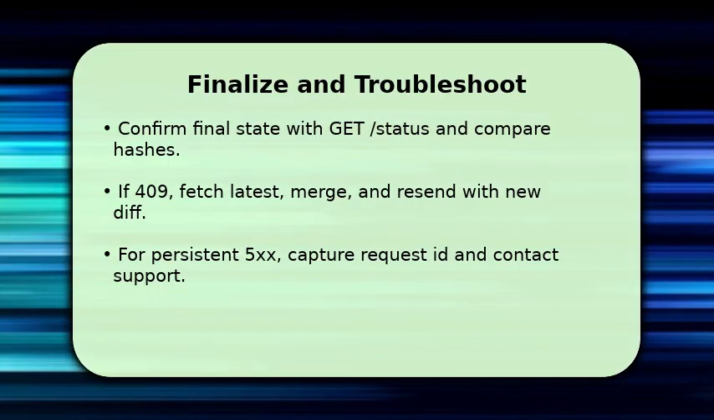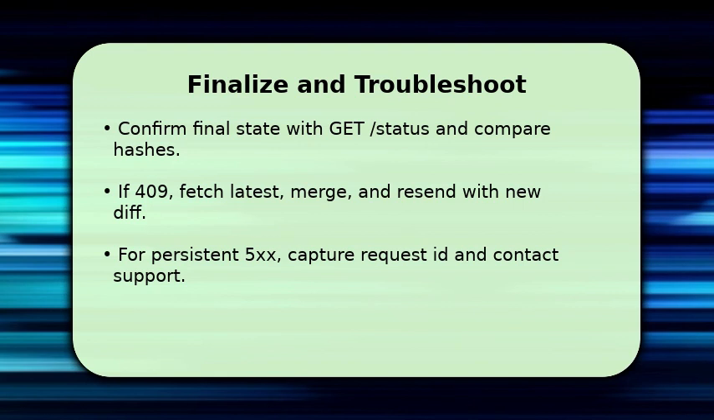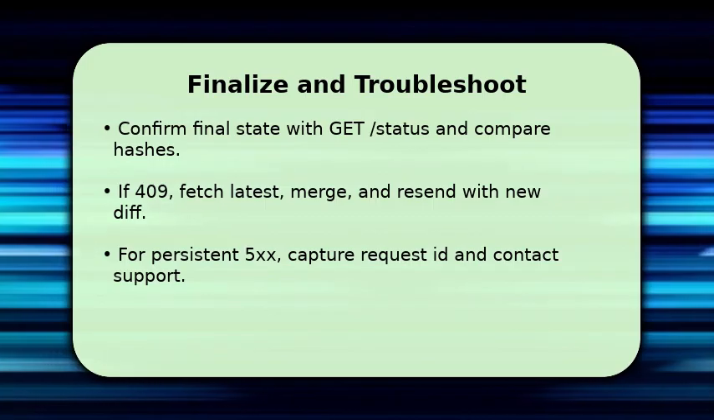For persistent 5xx errors, capture the request ID, headers, and full payload so you can escalate. As a quick tip, retry with jitter and exponential backoff, rather than tight loops to reduce error amplification.